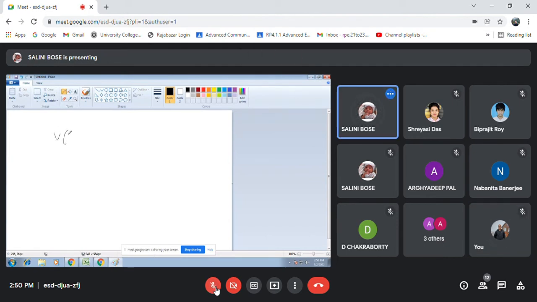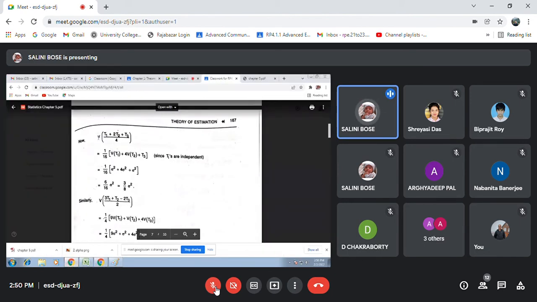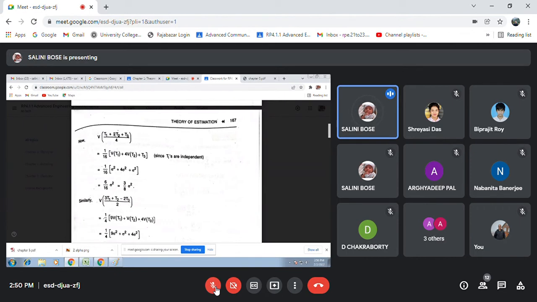Variance of bx, b is a constant, is equal to b square variance of x. We will do it this way. So individually I can say variance of T1 plus variance of 2T2, which is b square, so 4 variance of T2, plus variance of T3. Variance of T1, T2, T3 all are the same, so they are sigma square, this is 4 sigma square, this is sigma square, so we are getting 3 by 8 sigma square. Clear?